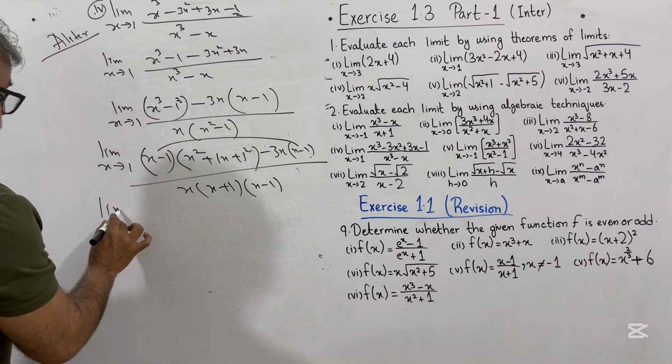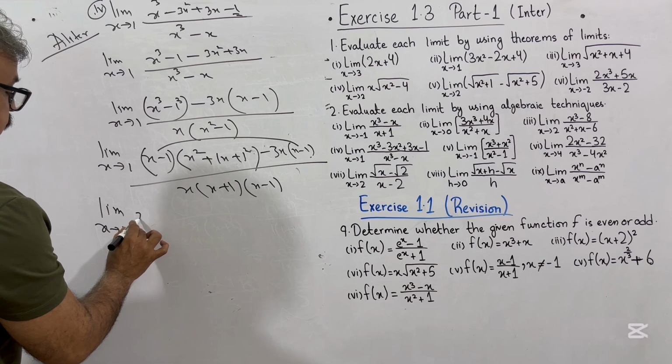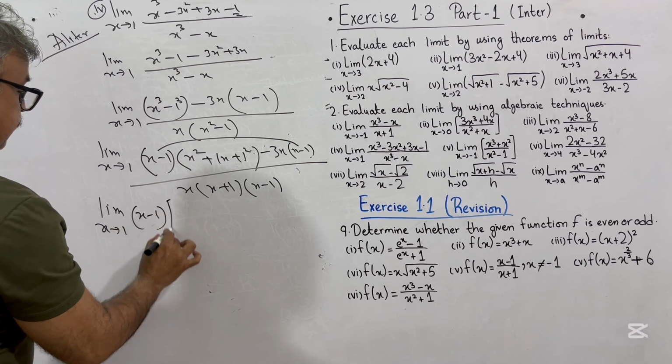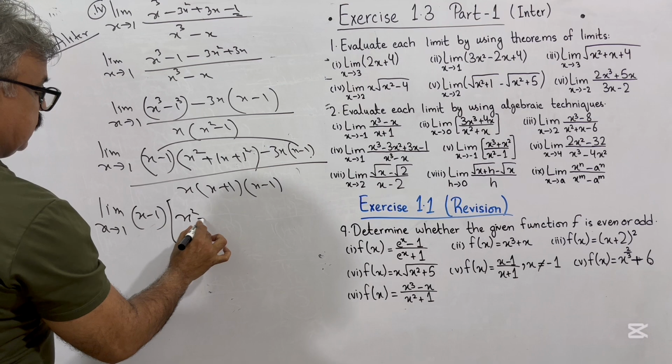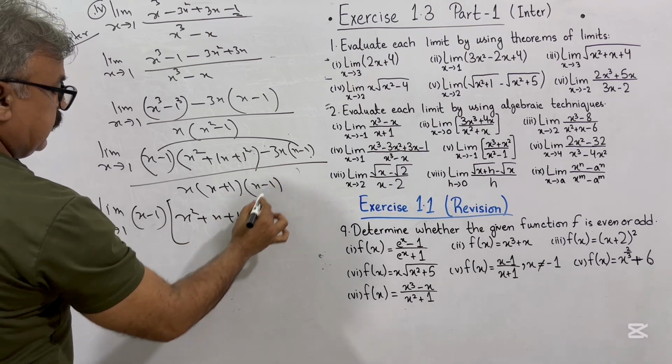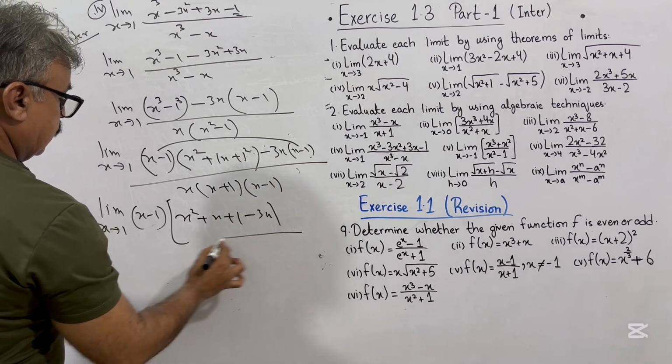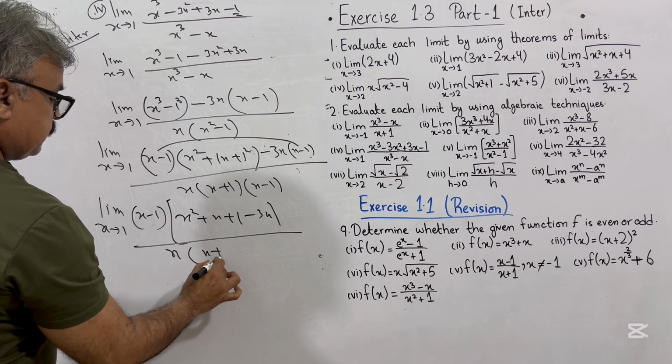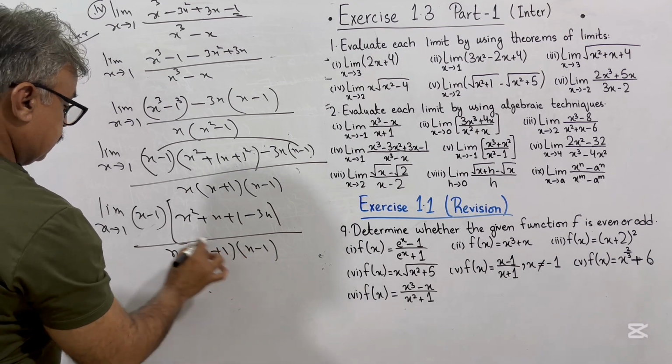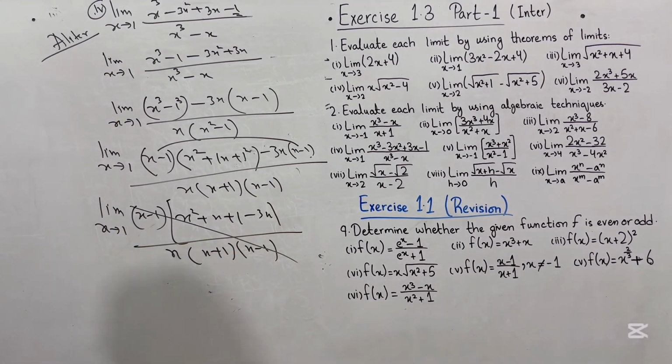What we have left with: limit x tends to 1, x minus 1 is common. What remains? Complete bracket, x square plus x plus 1. Here remains minus 3x. Overall, x times x plus 1, x minus 1. This bracket will be cancelled with this one.